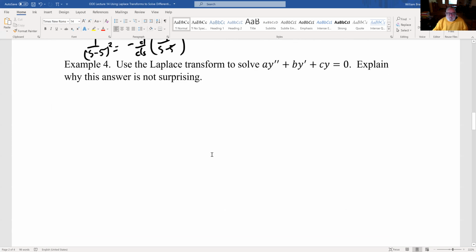Okay, what about a y double prime plus b y prime plus cy equals 0? What's the Laplace transform of this? And we know what this is. This is the second order homogeneous equation. We know there's 3 cases: 2 real roots, 1 repeated root, 2 complex roots. So why does the Laplace transform give us that? Well, we'll just do the linearity right off the bat.